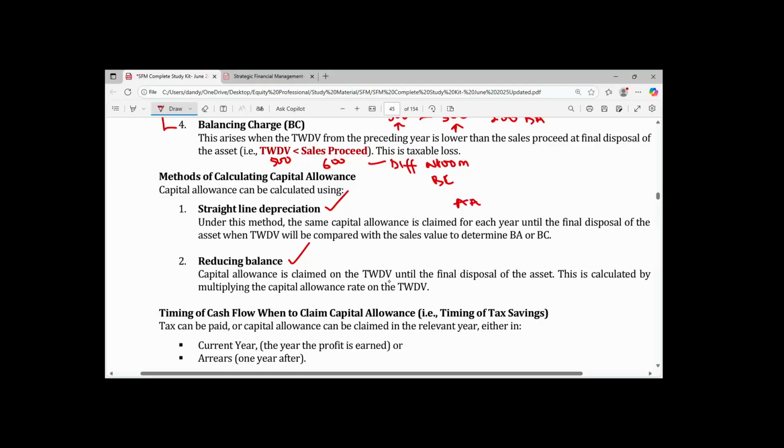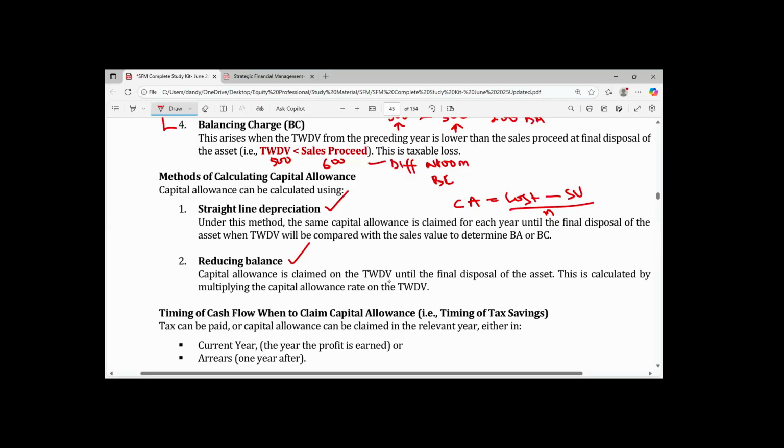So, let's say capital allowance. To get your capital allowance, if it's going to be on a straight line basis, then it will be cost of the assets minus the scrap value minus the disposal value, divided by the useful life of the assets. All right, so that every year is the same amount you are going to be deducting from the tax written down value.